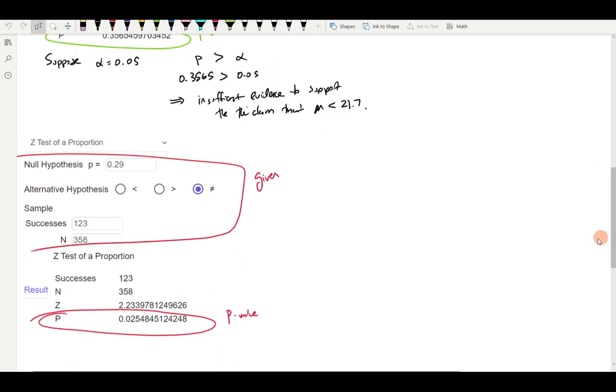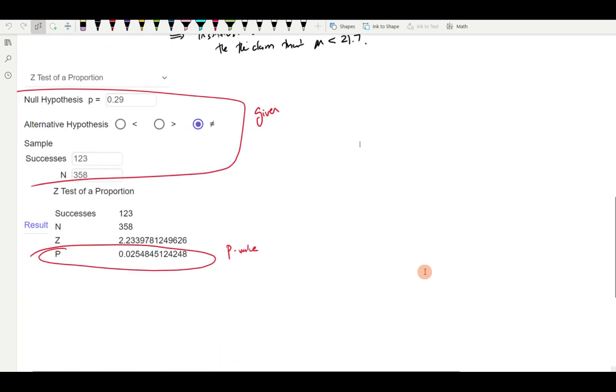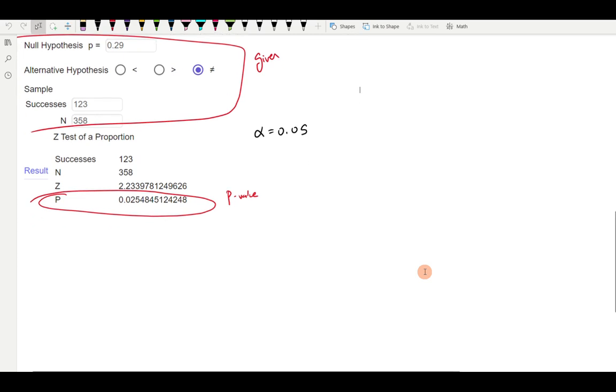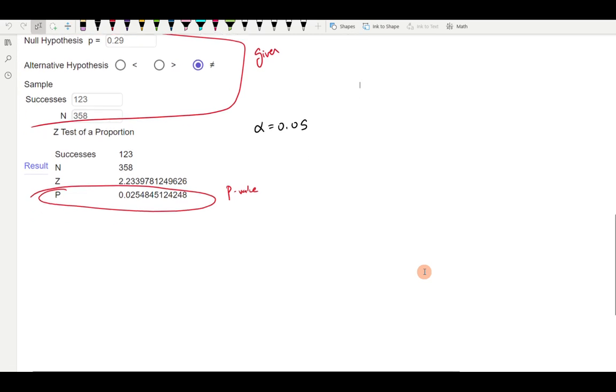The level of significance would be given to you in the problem. Let's just suppose that the level of significance is 0.05 again. Comparing my p-value to my level of significance, my p-value is about 0.02548. 0.02548 is less than 0.05.